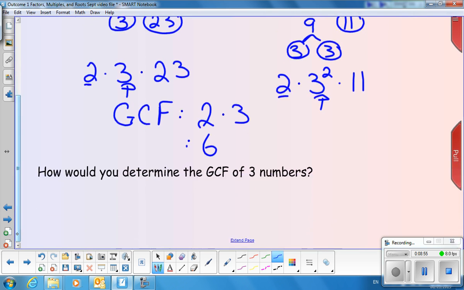How would you determine the greatest common factor of 3 numbers? The beginning of your process would be exactly the same. You would prime factorize them, and then instead of looking for things that are common in 2 sets of numbers, you would have to look for factors that are common in all 3 groups.